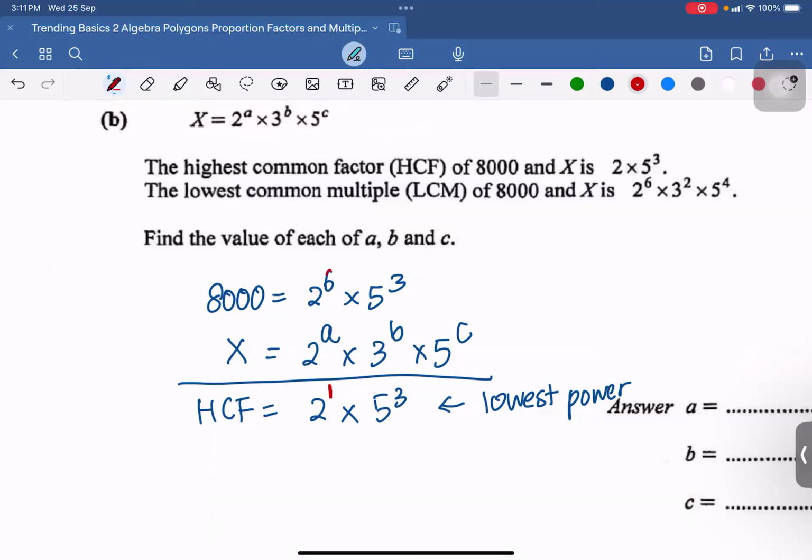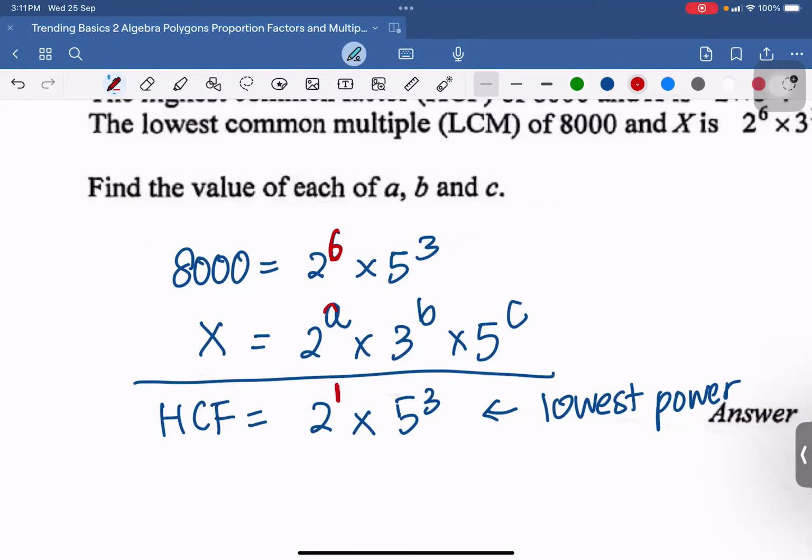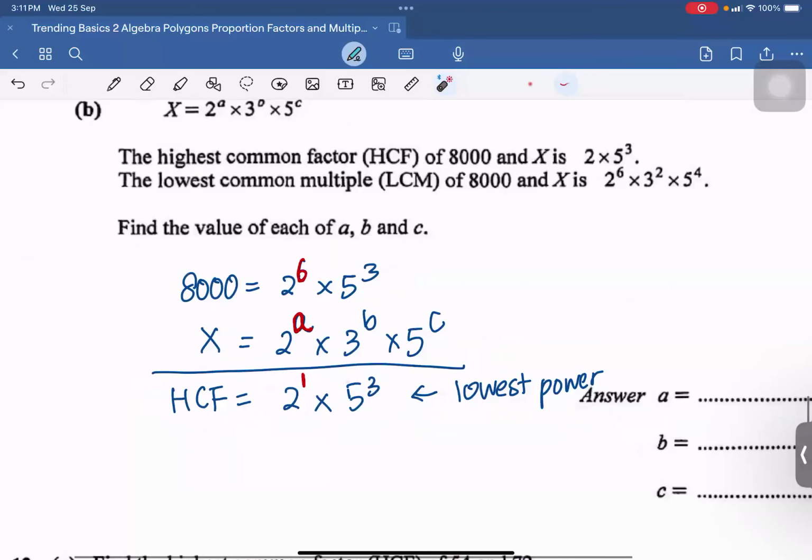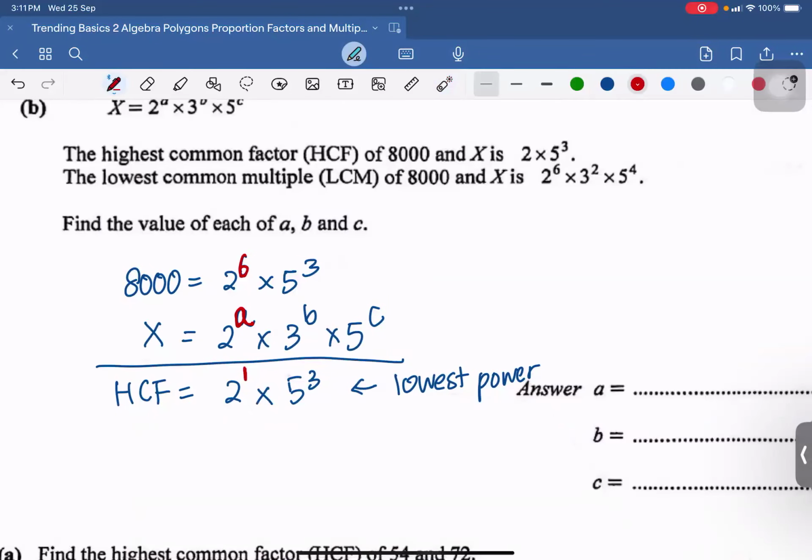They already gave you that power for 8,000, the 2 has power 6. What will be this power for A? The smallest power is power 1. This is 6, so A can only be the smaller one. A will have to be power number 1. This one can understand?